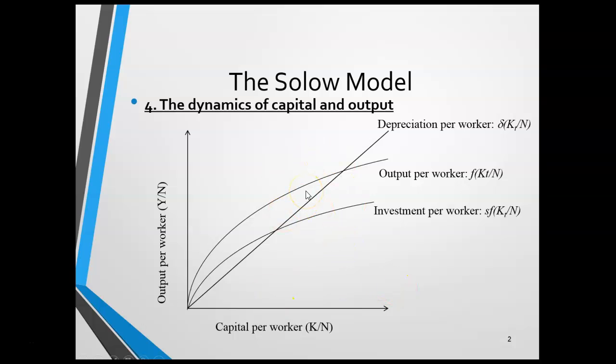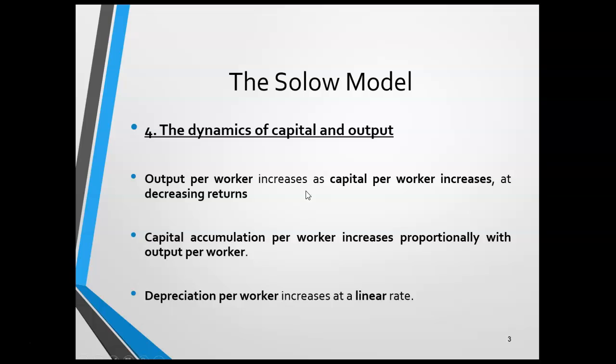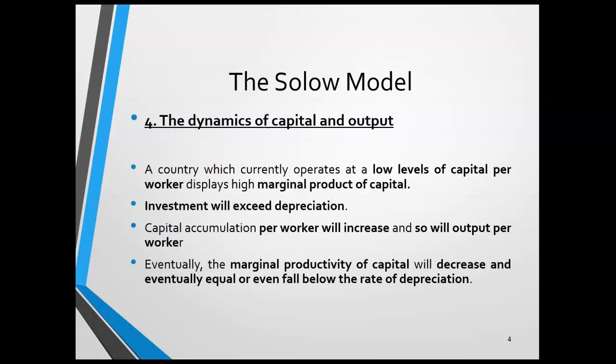That should be intuitive. To summarize this one more time for your reading pleasure, because this is really the core of the dynamics in the Solow model: Output per worker increases as capital per worker increases, yet at decreasing returns. Capital accumulation per worker increases proportionally with output per worker. And then finally, depreciation per worker simply increases at a linear rate with capital per worker.